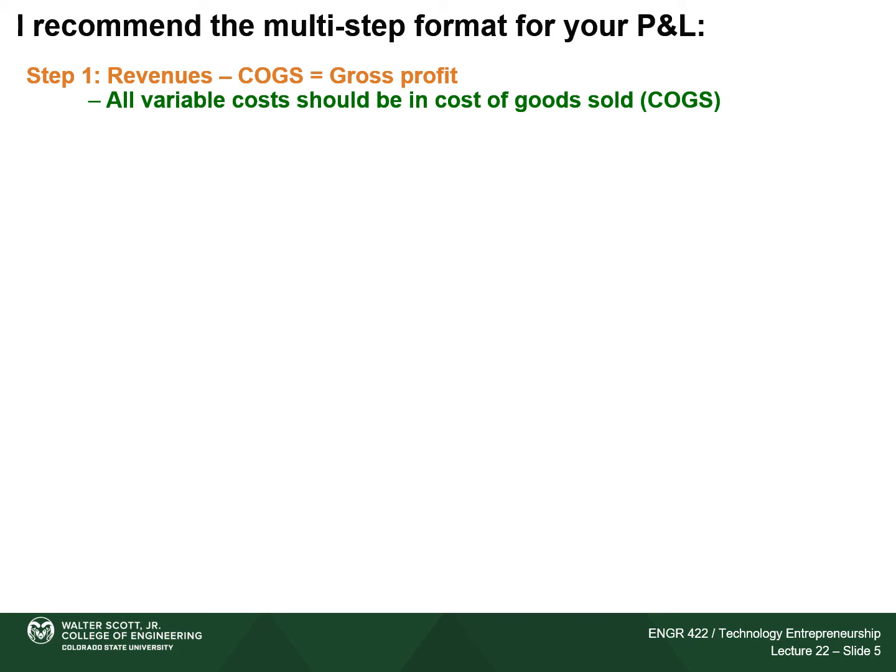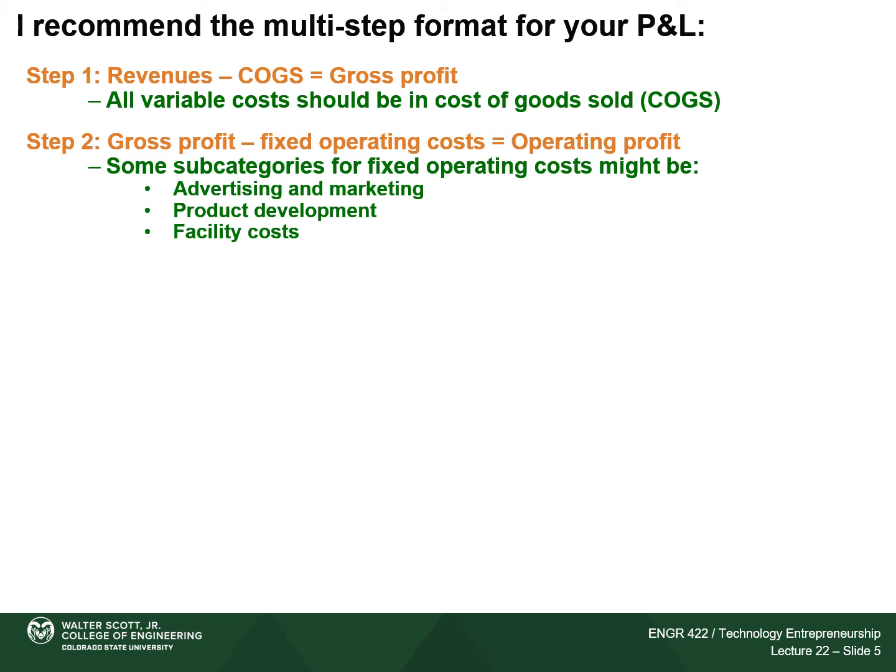The next step is that you take the gross profit that you got out of step 1, you subtract the fixed operating costs, and you then end up with operating profit. Some of the subcategories for fixed operating costs might be things like advertising and marketing, product development, and facility costs. What do I mean by facility costs? Might be utilities, it might be the cost of a computer that you're using, things of that nature.